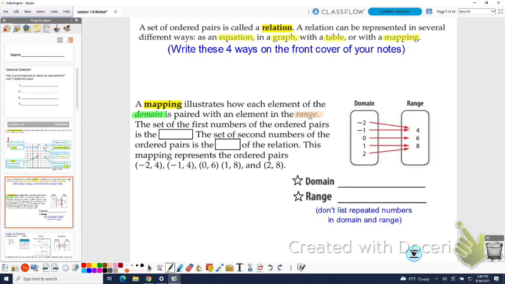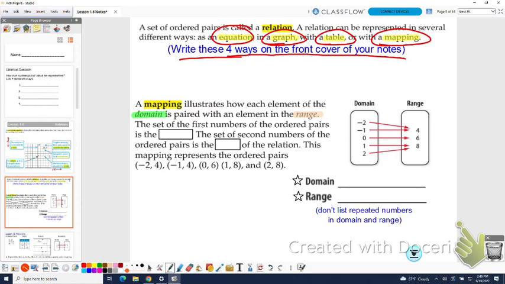So here are these 4 ways that you need to write on the front cover. A set of ordered pairs is called a relation. A relation can be represented in several different ways. One is an equation, a graph, a table, and a mapping. So write these on the front cover of your notes. So you can pause the video, flip to the front, and write those 4 down.